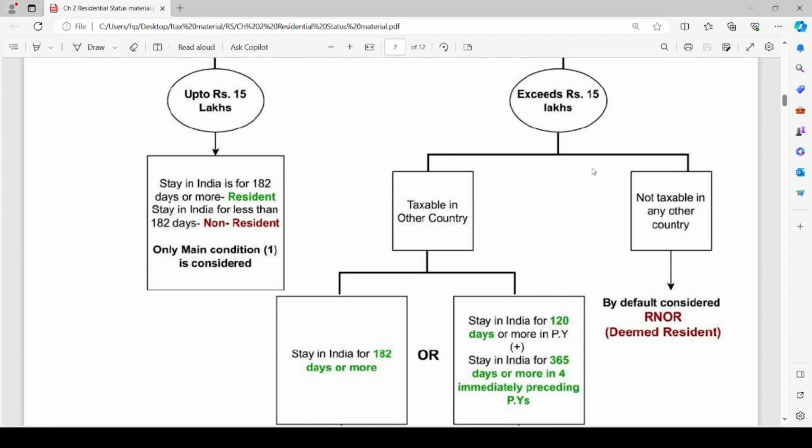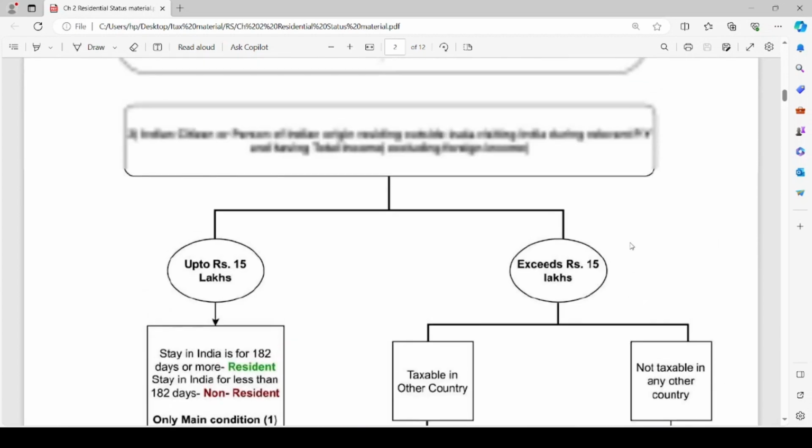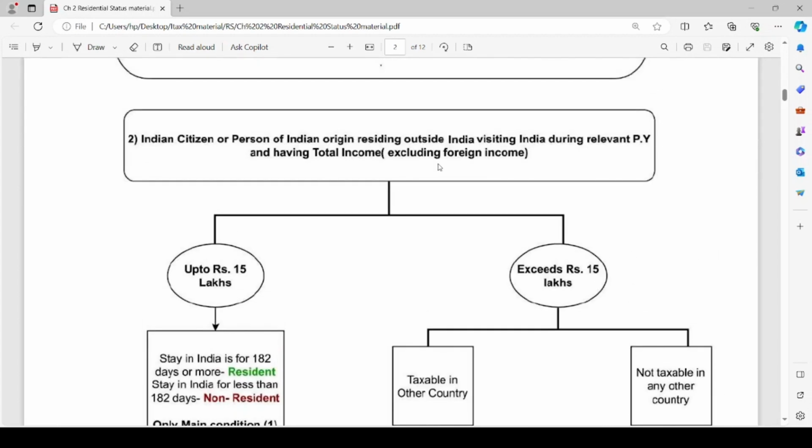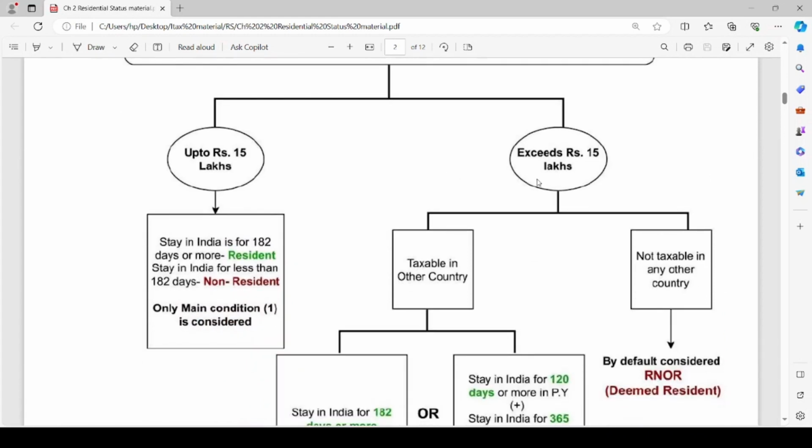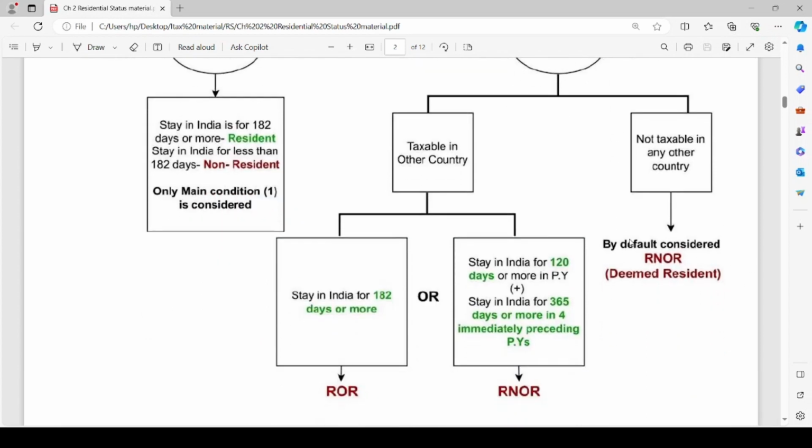If such person is not taxable in any other country, the person here, his total income arising from India is exceeding rupees 15 lakh, and he is not taxable in any other country, then he will be taxable in our country, in India, as per the Income Tax Act provisions. If such person is not taxable in any other country, he is by default considered to be resident and not ordinarily resident. He is called a deemed resident.